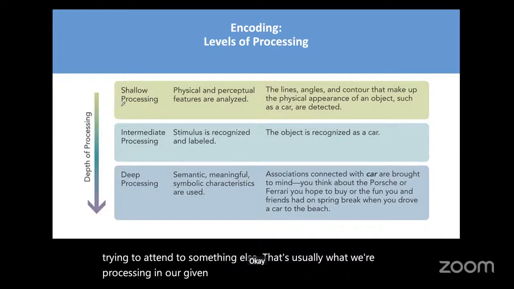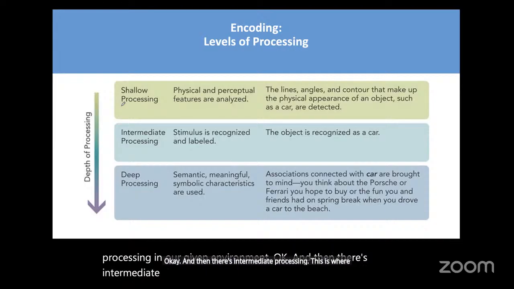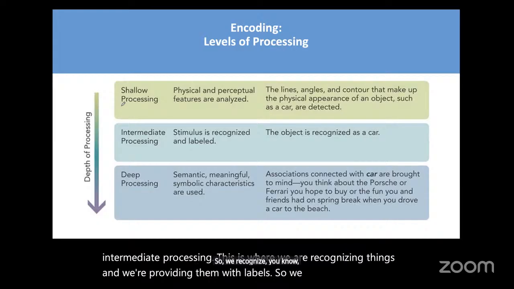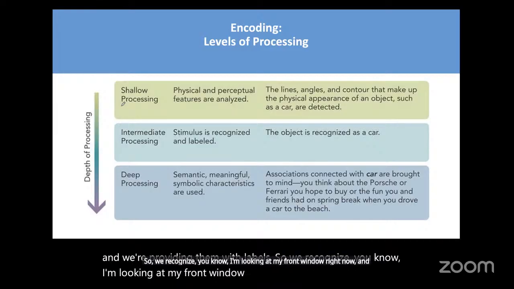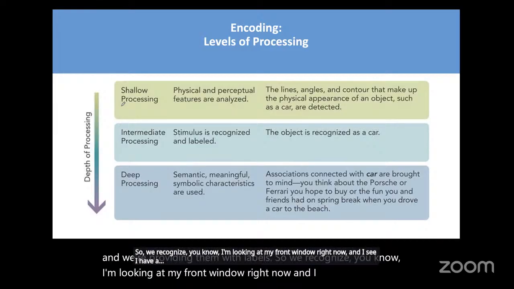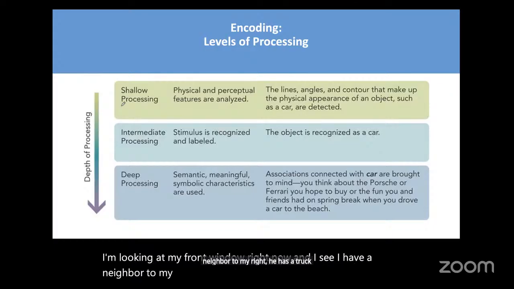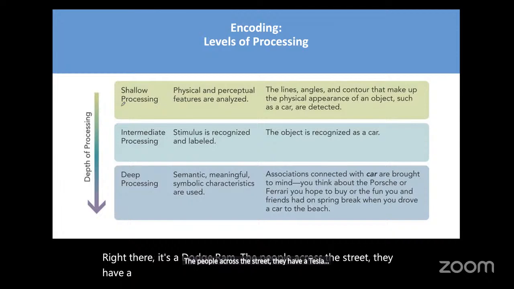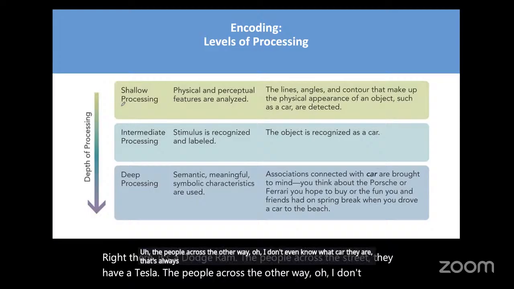Okay. And then there's intermediate processing. This is where we are recognizing things and we're providing them with labels. So, I'm looking out my front window right now and I see I have a neighbor to my right. He has a truck right there. It's a Dodge Ram. The people across the street, they have a Tesla. The people across the other way, oh, I don't even know what car they are. That's always in the garage.